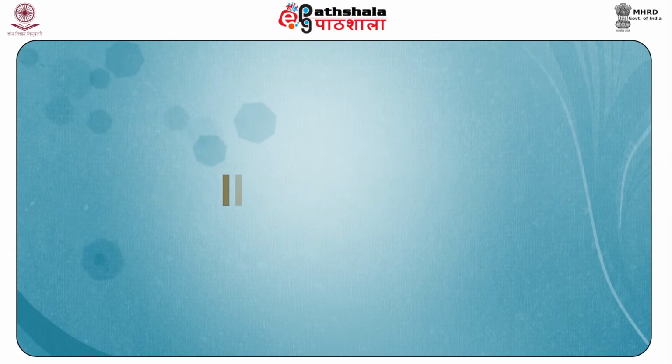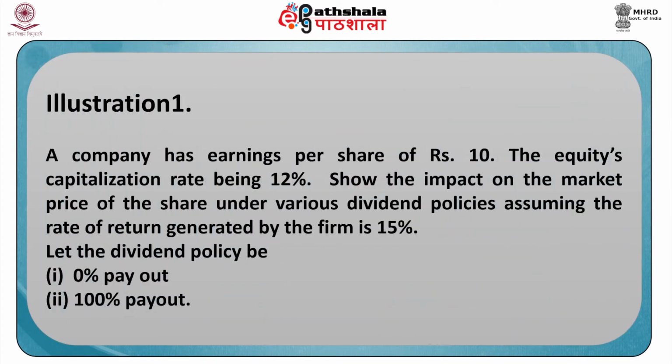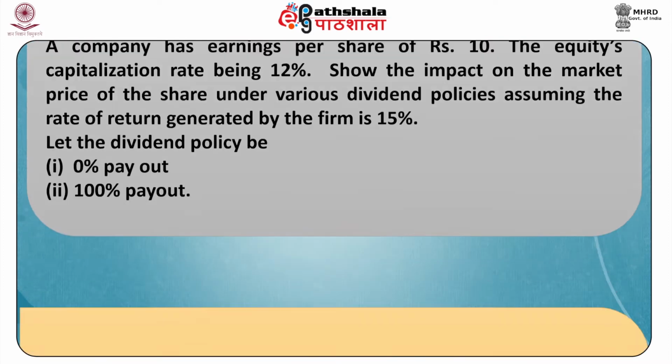Practical illustrations. First illustration. A company has earnings per share of ₹10, the equity's capitalization rate being 12%. Show the impact on the market price of the share under various dividend policies, assuming the rate of return generated by the firm is 15%. Let the dividend policy be first 0% payout, second 100% payout.